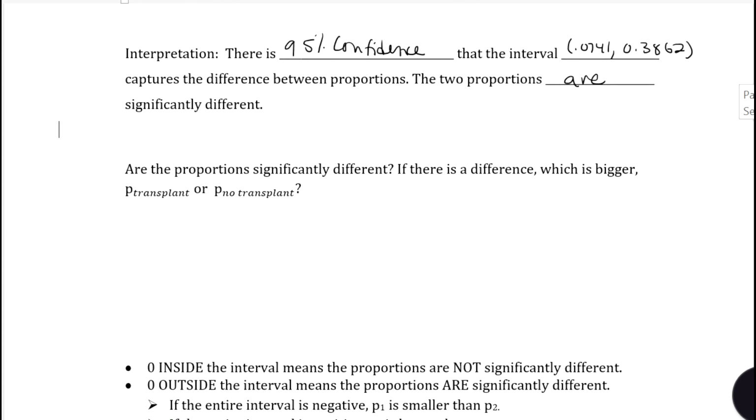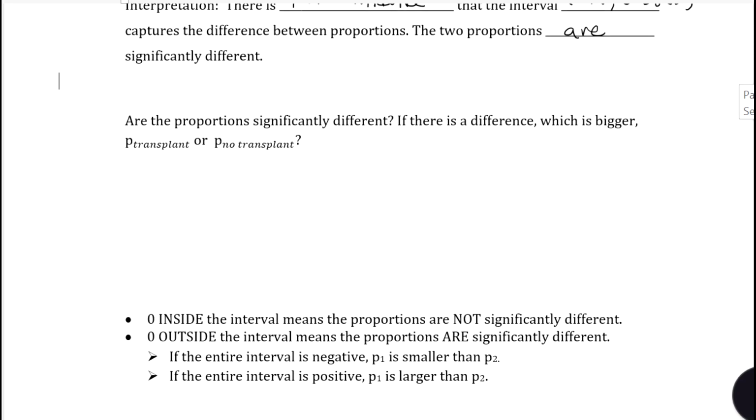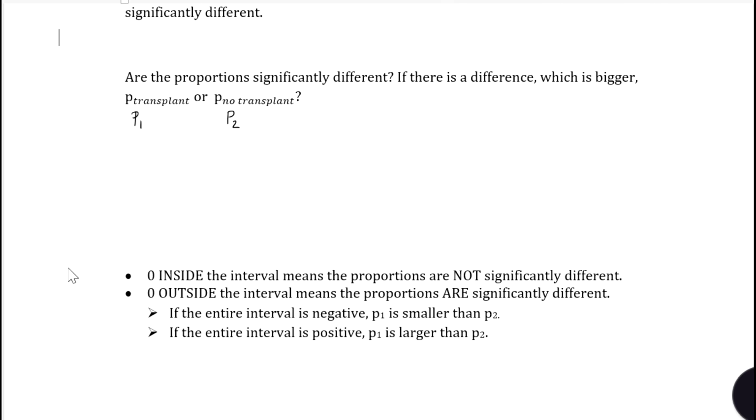So, which is bigger, the people who did the transplant or those who had no transplants? Remember, my transplant group was P1, and my no transplant group was P2. And so down here, in the little prompts, it says if the entire interval is negative, P1 is smaller than P2. If the entire interval is positive, P1 is larger than P2. So that's our situation. So that means that P transplant is larger than P no transplant.